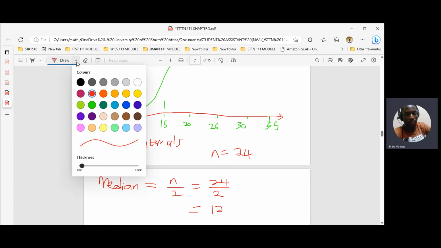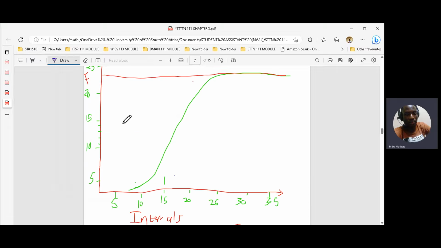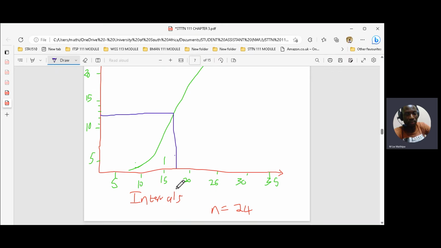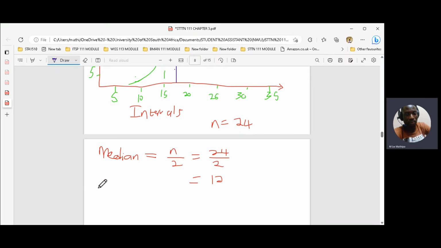Let me just use a different color for that. On position 12. Okay, where is 12? This is 11, 12, 13, 14. I can just say 12 is somewhere here. The minute I reach here, then I go down, then I can say 17. The median, therefore, is equal to 17. This is as we're calculating the position.